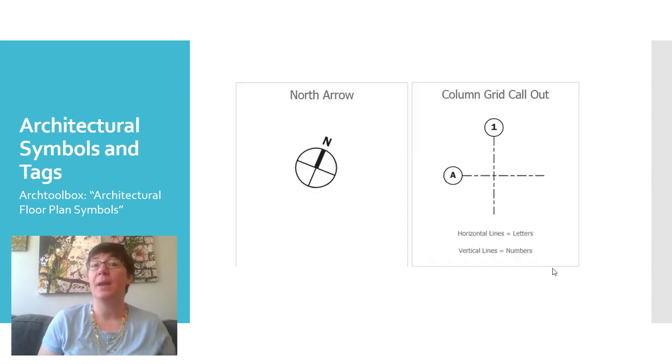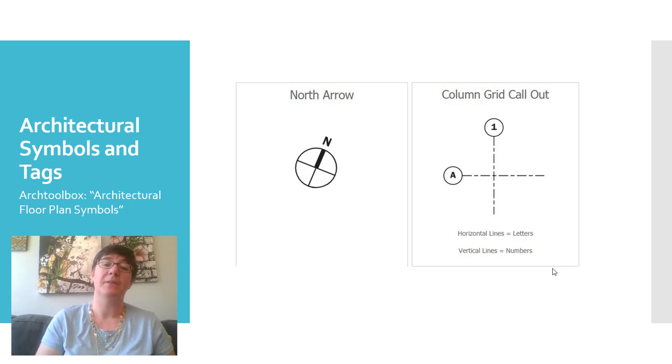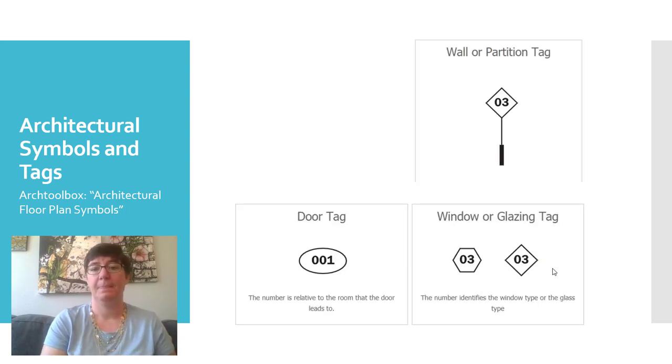Here we have a north arrow, pretty self-explanatory, and you'll see that the graphics on these north arrows vary a lot between different print sets. Also the column grids. Here are wall tags, door tags, and window tags. Again, different print sets use different symbols, whether they're circles, squares, or triangles. Basically, you have to verify which symbol means what on every different plan set that you look at.